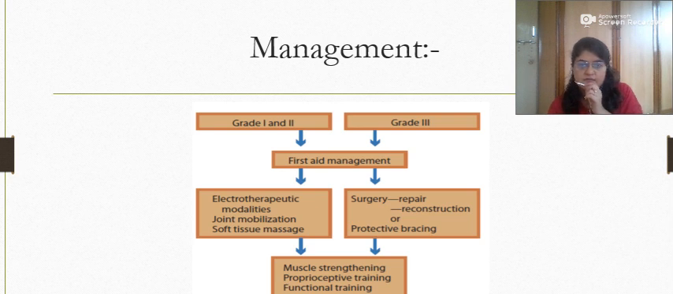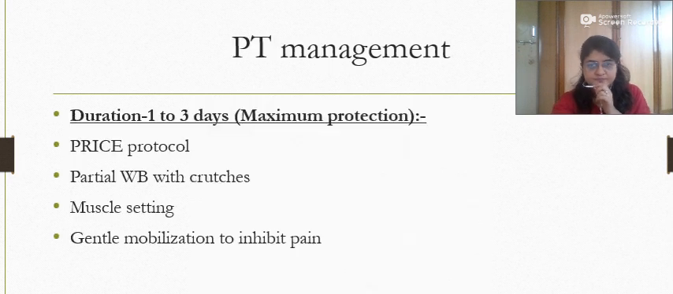And then followed by this treatment, we give muscle strengthening. We focus on proprioceptive exercises, and in the end we focus on functional training depending upon the game of the athlete. And for grade 3, the surgical repair is done initially, and then protective bracing is given, and then muscle strengthening, proprioception exercises and functional training is done.